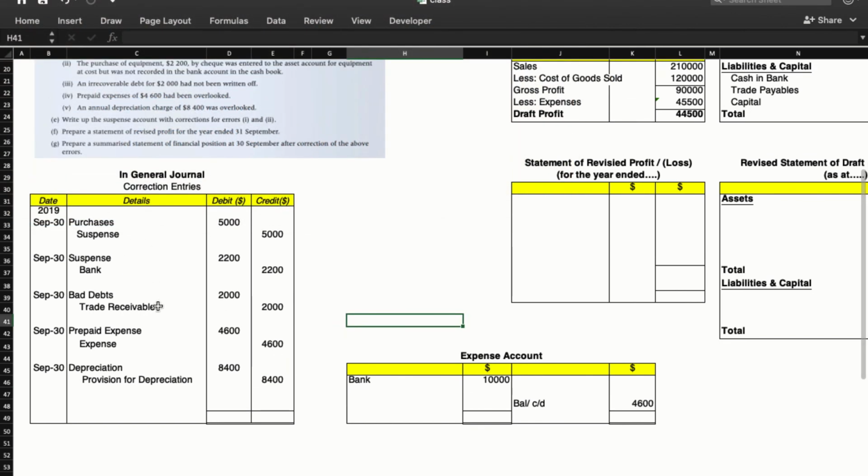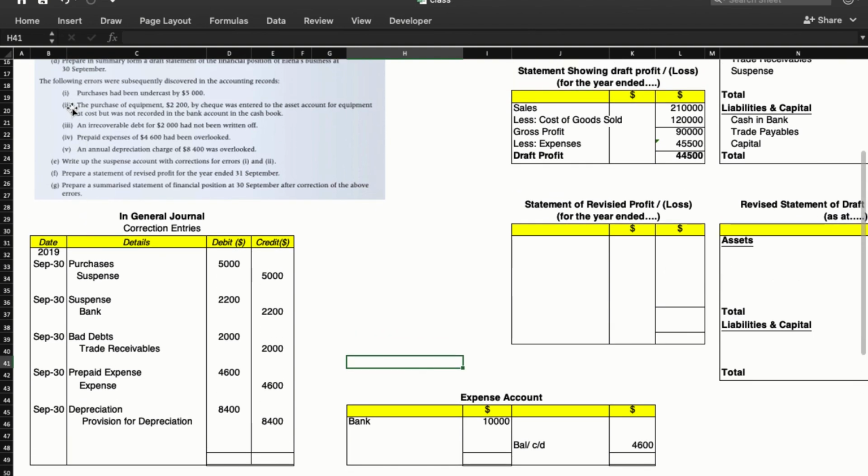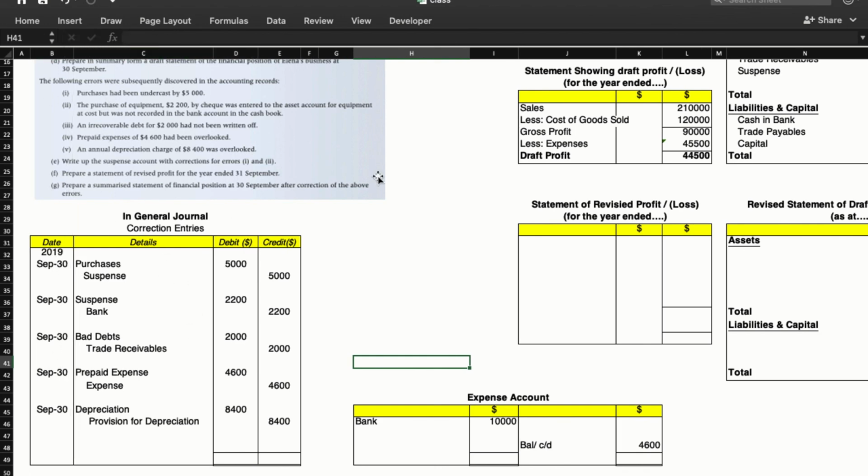So these are the correction entries for all these errors. I hope you understood how to rectify the accounting errors which we found. In this video only this much. In our next video we will see the impact of these correction entries on my draft profit and on the draft statement of financial position.